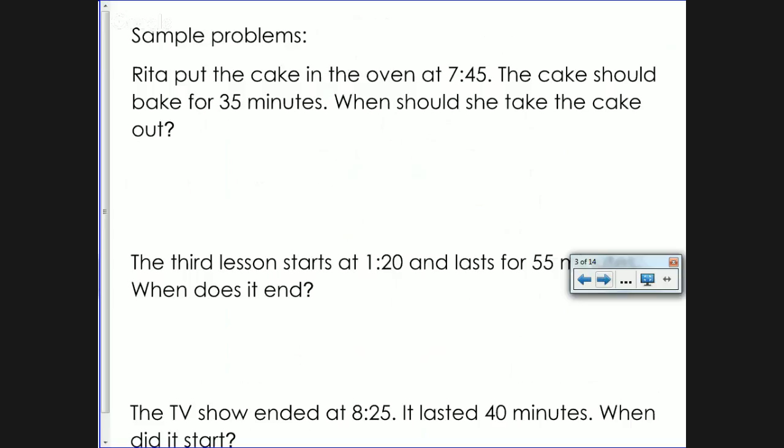Rita put the cake in the oven at 7:45. The cake should bake for 35 minutes. When should she take the cake out? So you can set your little clock to 7:45, and then you are going to count 35 minutes starting at 7:45.